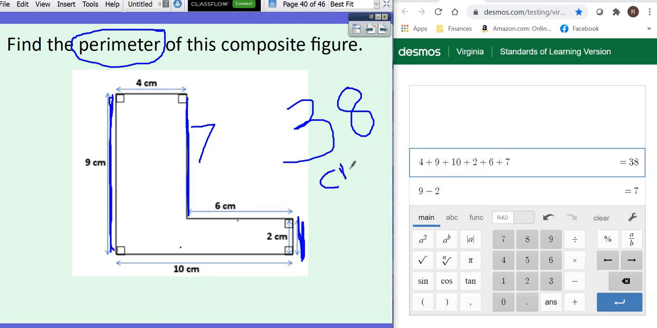If I was missing something that was going flat, right and left, then I would figure it out similarly. For example, if I needed this piece up here and I knew the 10 and the 6, I would take 10 minus 6 is 4.